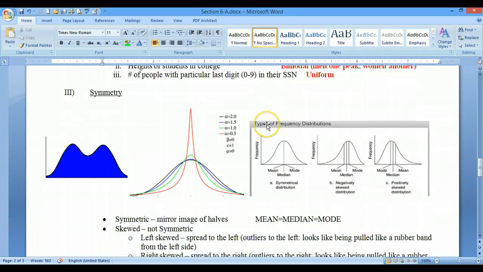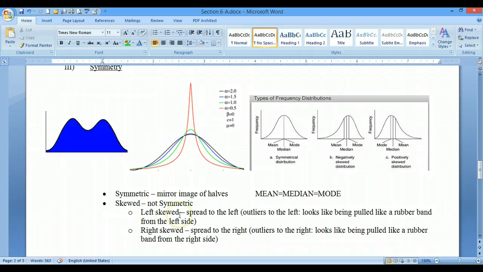Now let's talk about the other defining characteristic of data, which is the symmetry. Symmetry is like looking in a mirror with two mirror images or halves. So in this case, I could cut it straight down the middle, and it's a mirror image on both sides. Again, here, cut it straight down the middle, and it looks the same on both sides. If it is not a mirror image, it's considered to be skewed or not symmetric. I have the option of being left skewed or right skewed.